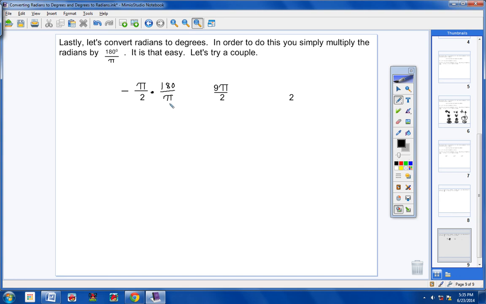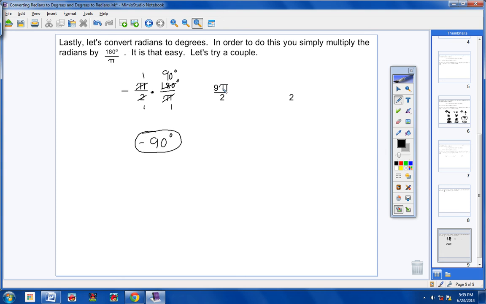Now first of all, you should notice your pi's will cancel. So there we go. And then next you should notice 2 goes into 2 and 2 goes into 180 90 times. And of course 1 times 90 is 90, and 1 times 1 is 1. 90 over 1 is the exact same thing as 90 degrees. Now don't forget to bring down your negative sign. We're converting negative pi over 2 to degrees, so you would get not 90 degrees, but negative 90 degrees. That's really pretty simple, students, okay?